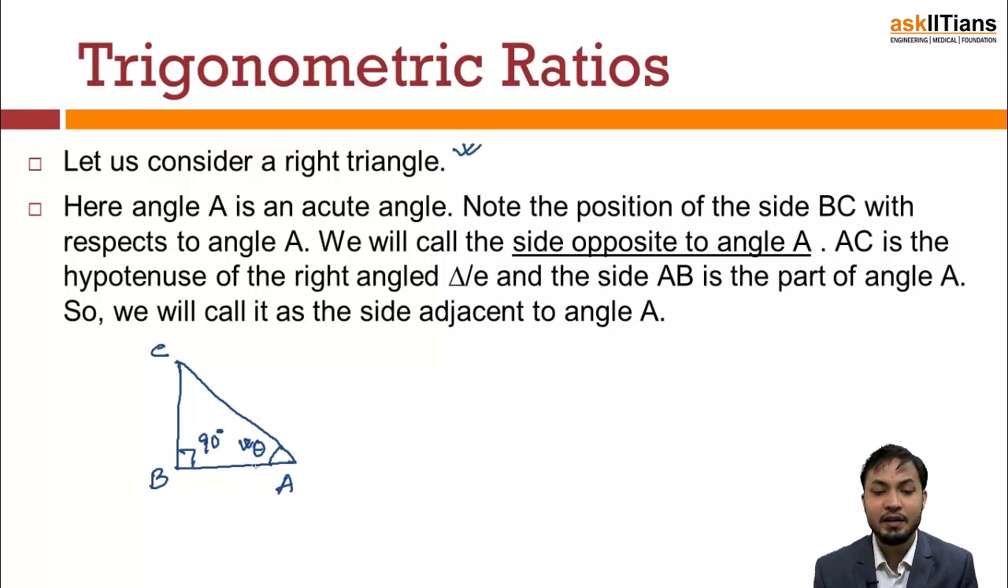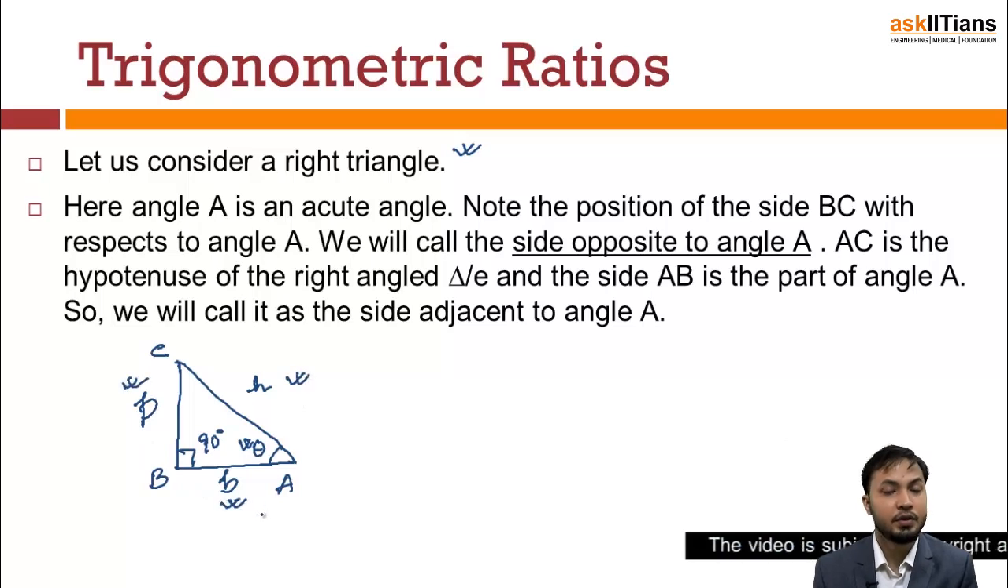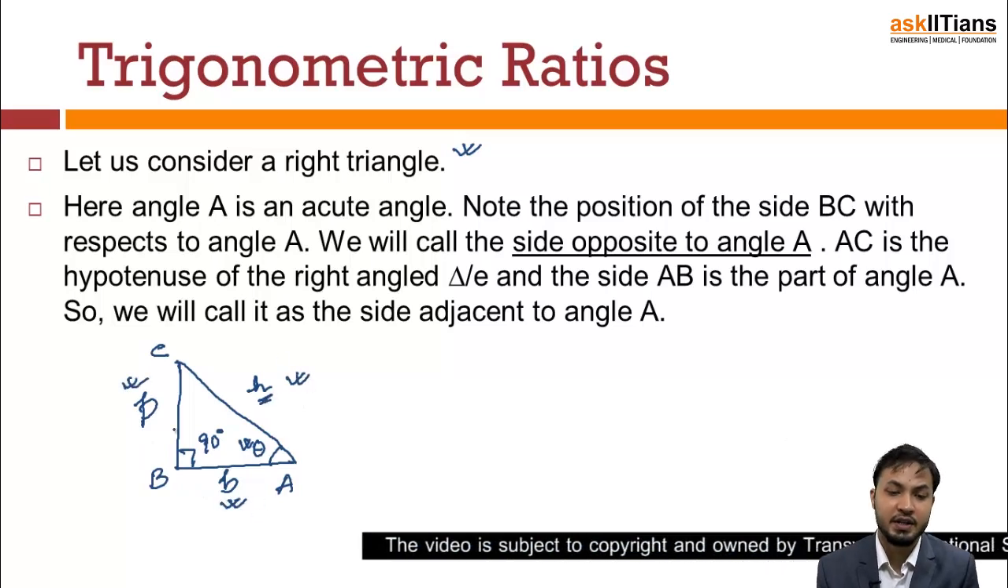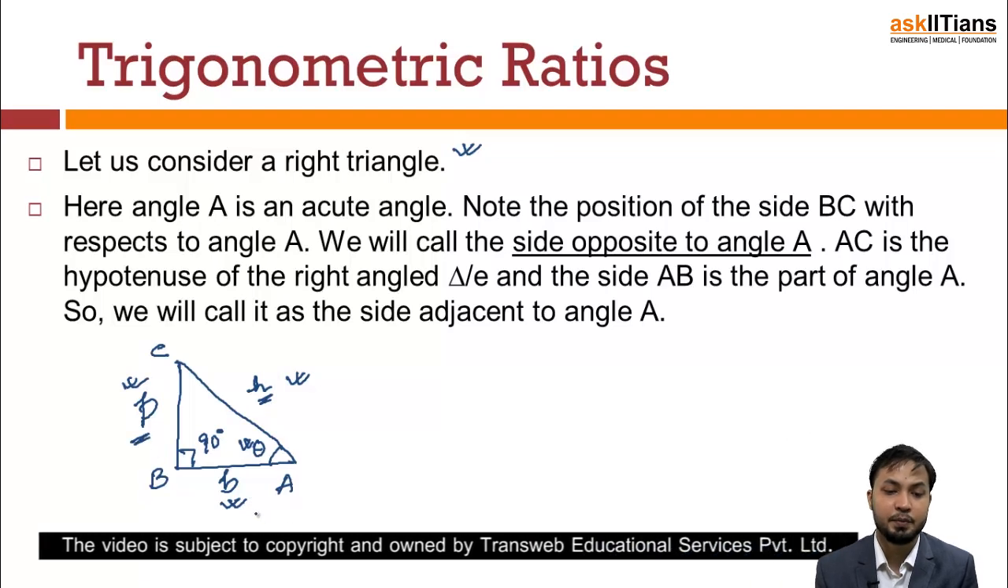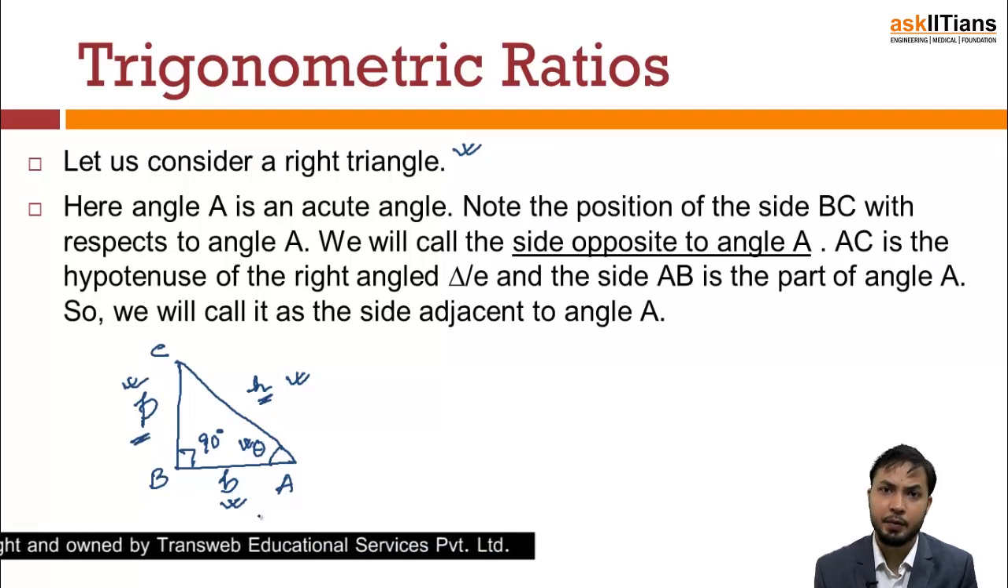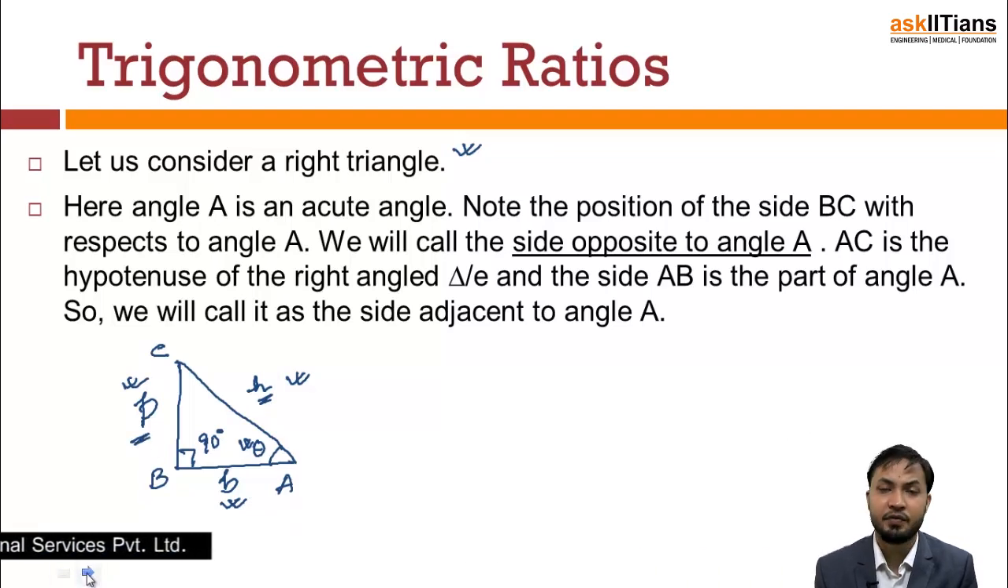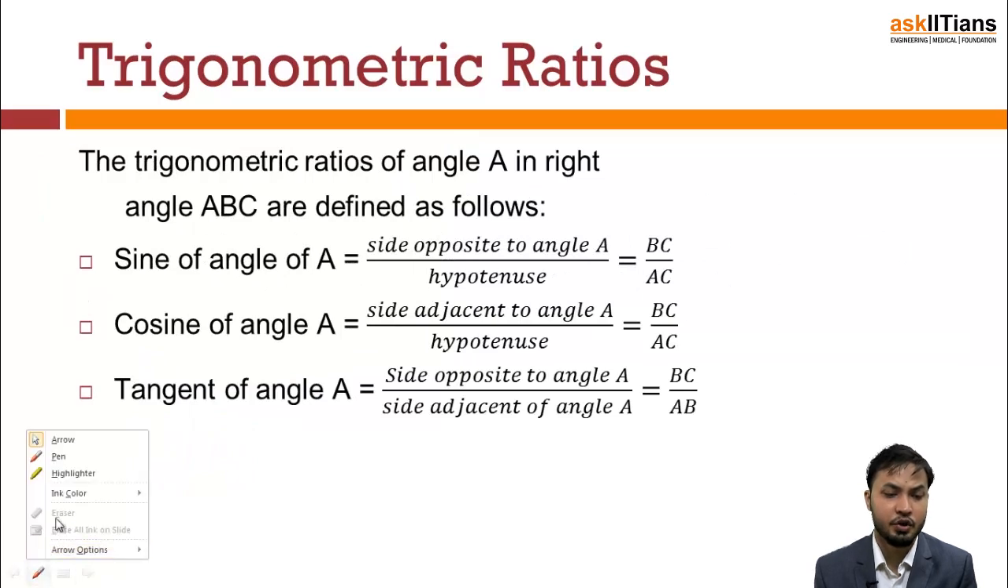So, now when I term this as theta, this is my hypotenuse and the adjacent side becomes the base. So, automatically this will become my perpendicular. So, these are the key letters we need to understand: the hypotenuse as H, the perpendicular as P and the base as B. Now, let us define these trigonometric ratios.